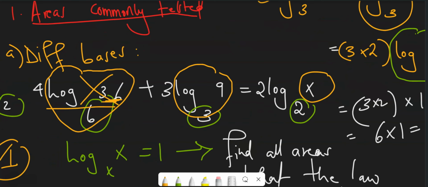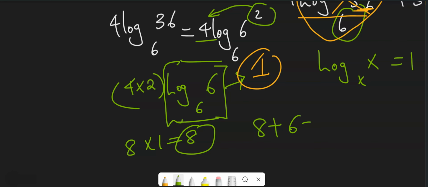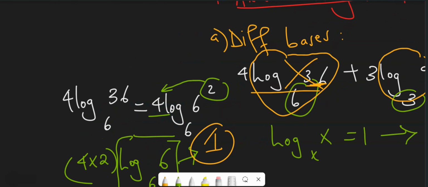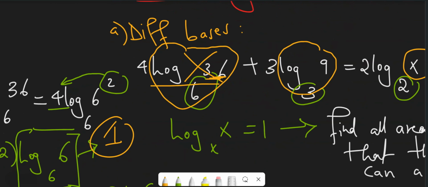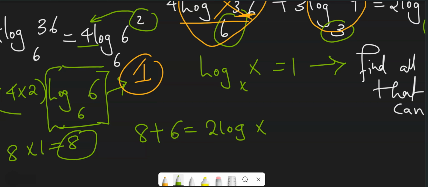The other side that we did, this should give us 8 times 1 to get 8. So now remember, we have a 6 on one side and we have an 8 here, so 8 plus 6 should be equal to 2 log x base 2. So now this is a 14.